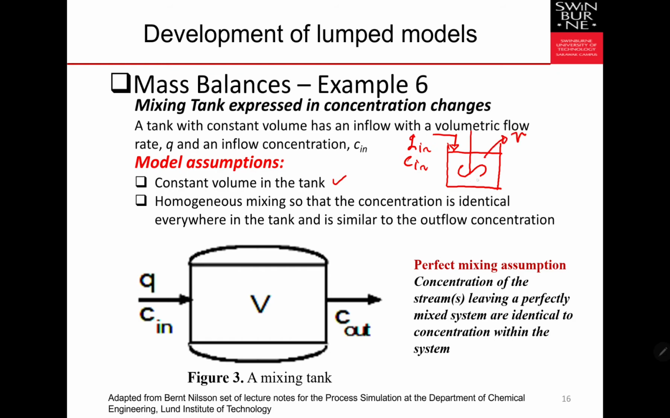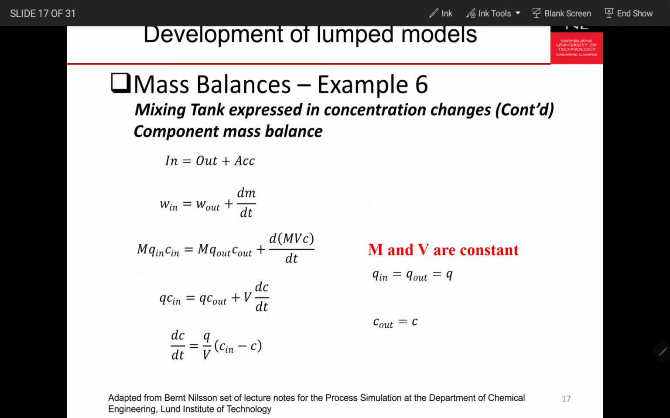The concentration in the tank is C, and this one is Q out and C out. Since the tank is stirred, C out will be equal to C, which is what is assumed by the perfect mixing assumption, where the concentration of the streams leaving a perfectly mixed system should be identical to the concentration within the system. Then we can easily make a mass balance in here, consisting of in equals out plus accumulation.